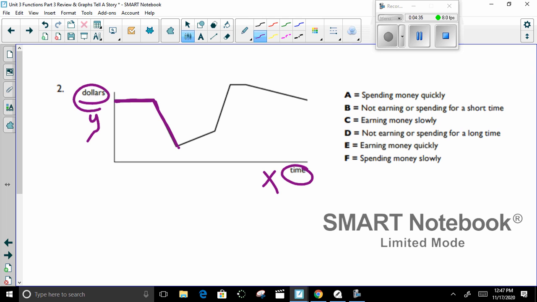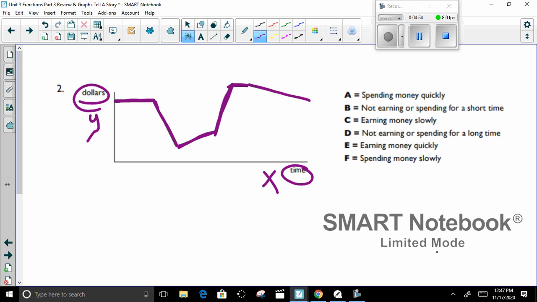And then after a certain amount of time, my money increases a little bit. Now it goes up a lot. And then right here, it's not really doing much. Over time, I'm not spending any money. And then that one starts to go down. All right, so look at our options.